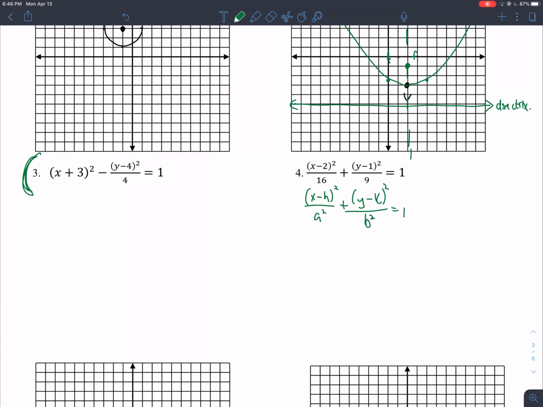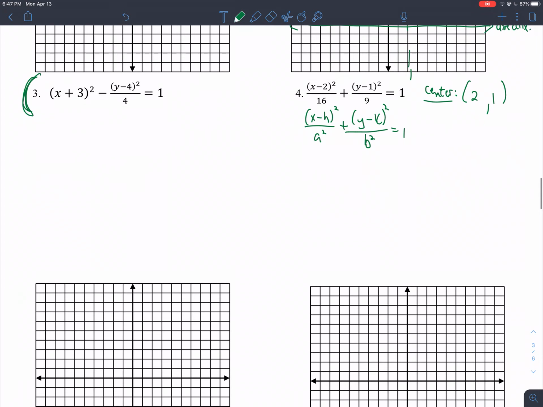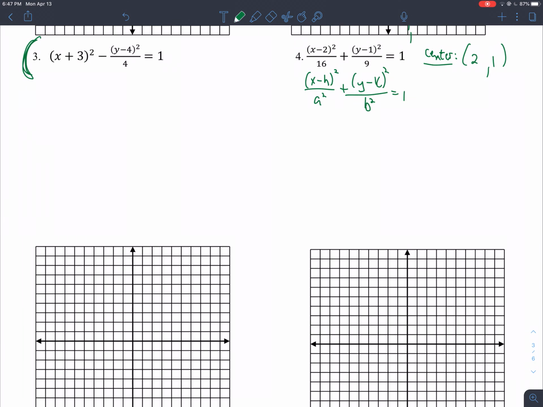So what I know is that I know the center right away. The center is at (h, k), and h here is 2. That's the x value in the parenthesis with the x. And k is 1, because that's the value in parenthesis with the y. H goes with x, and k goes with y. And so the center is (2, 1). Okay, right there. That's the center.